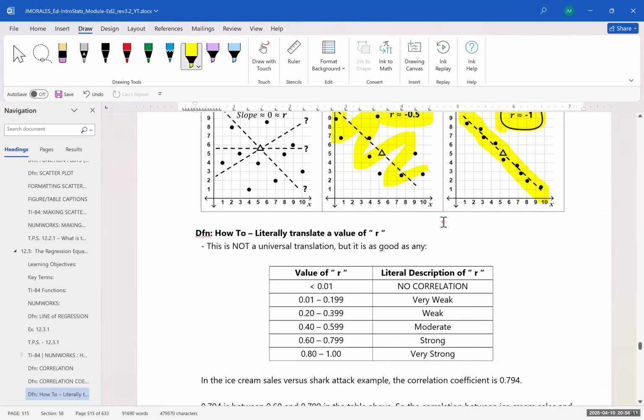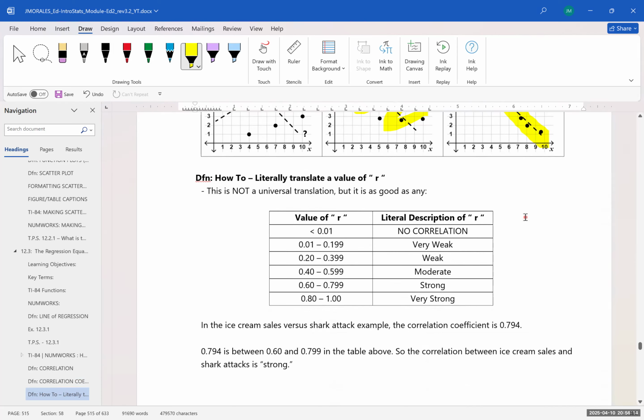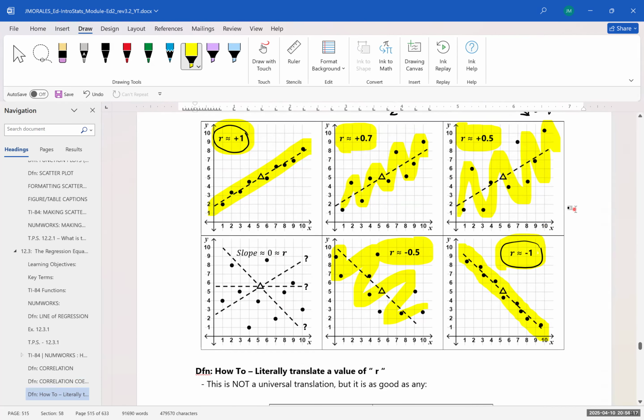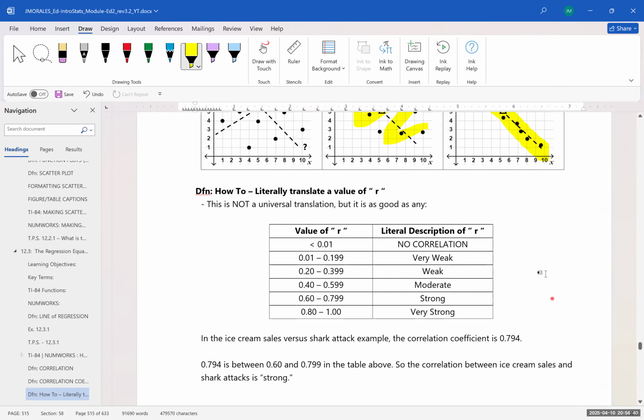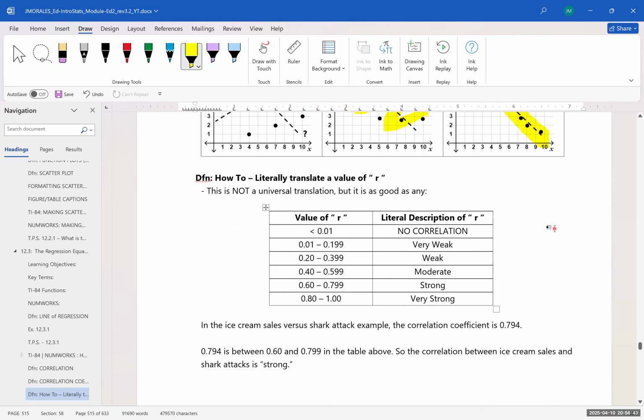And finally, on the correlation coefficient, it's one thing to walk up and tell somebody, I did a linear regression analysis and the correlation coefficient was 0.7. Someone experienced in it would know what 0.7 was, but a lot of people, instead of a number, want to use a word to describe it. And so there's this translation table that lets you convert a value of r into a literal description of r.